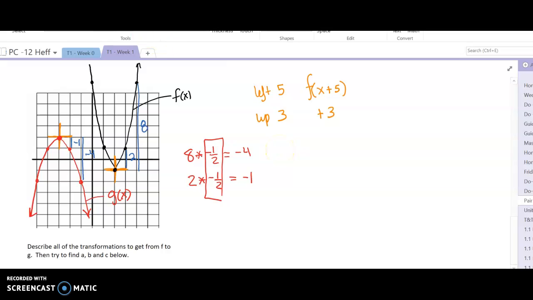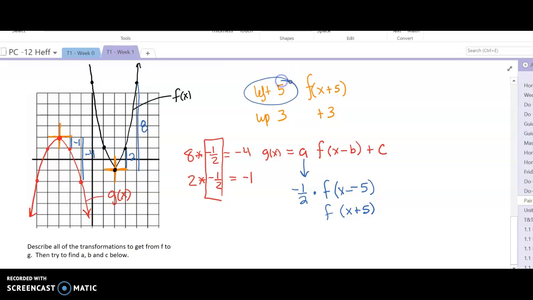So now when I look at my function, if I started with a times f of x minus b plus c equaling g of x, then a would have to be negative 1/2 times f of, well, we want this to be x plus 5, but this is written in the form of x minus something. So I must need an x minus a negative 5. That will now look like f of x plus 5, and that would move us left 5.